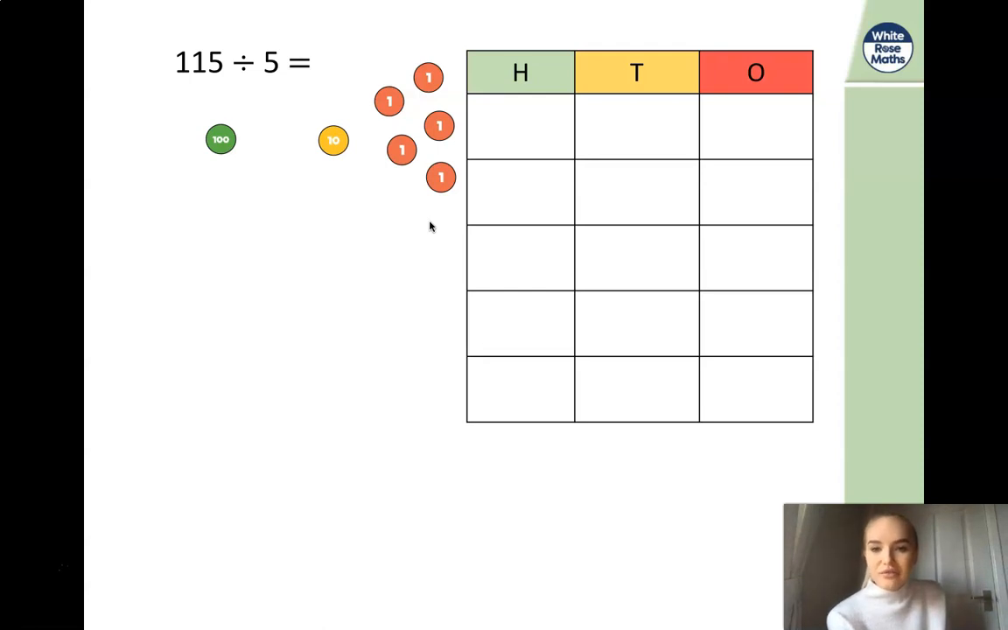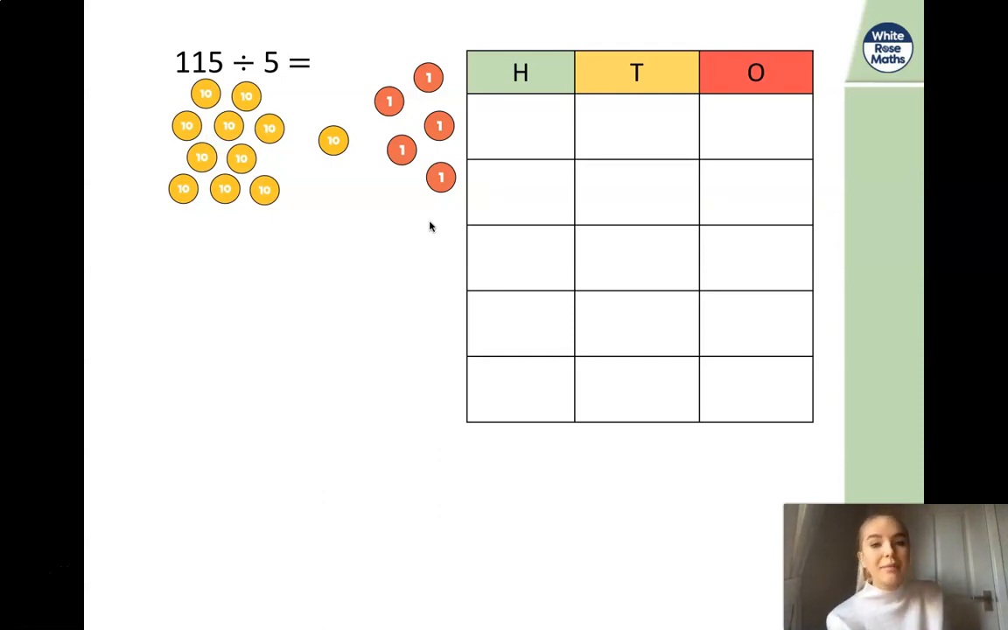So 115 divided by 5. I know that I'm always going to start with my hundreds because that's my largest value in this question. But I can see here that my divisor is 5, but I do not have 5 hundreds, so I cannot put any hundreds in my hundreds column so far. So what I'm going to have to do is start by exchanging my 100 for 10 tens. So I can now see that I have 11 tens.